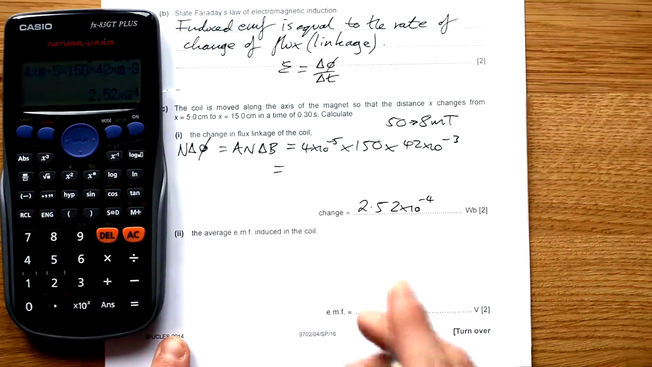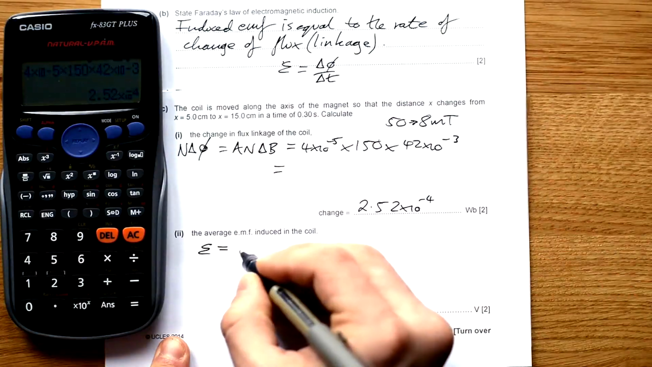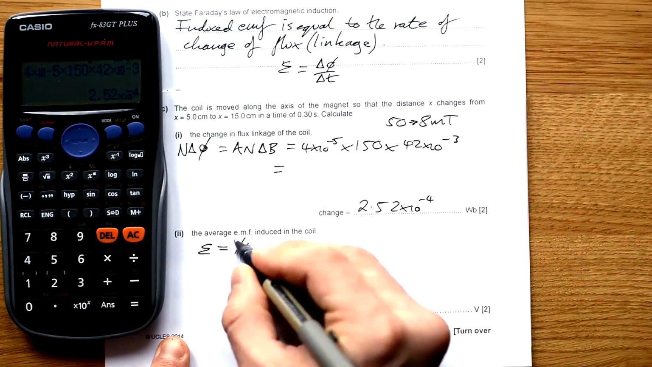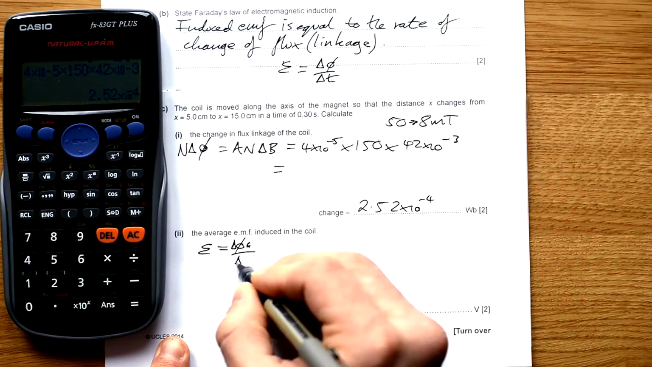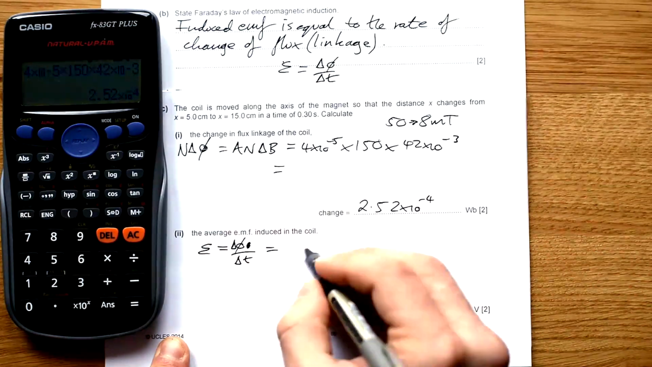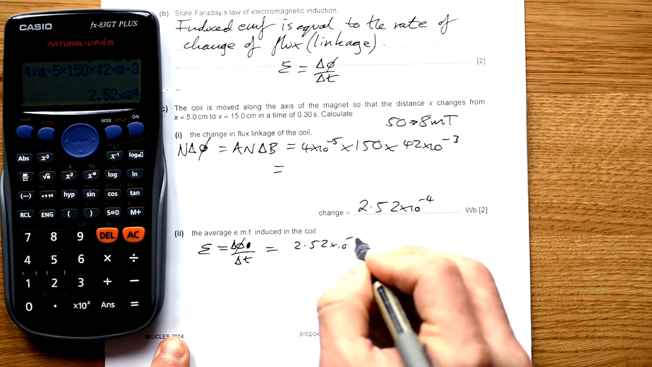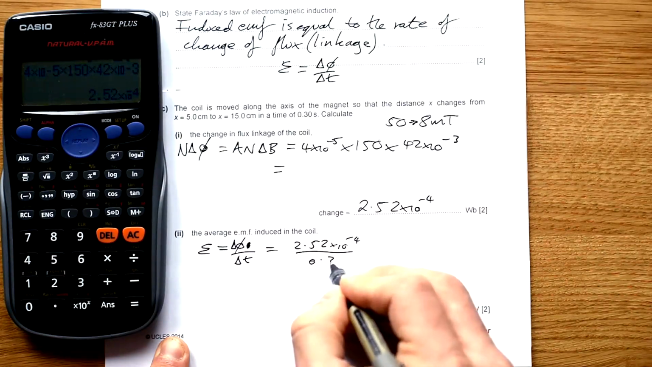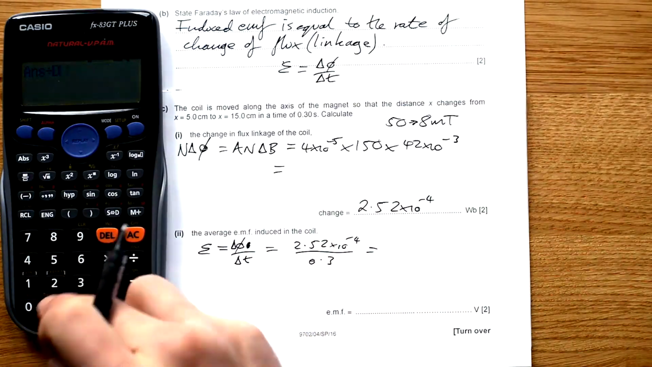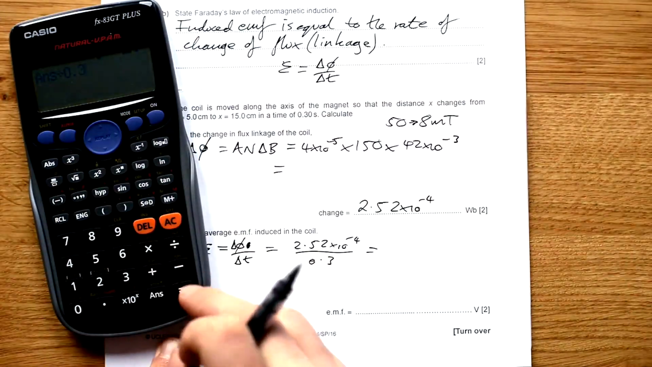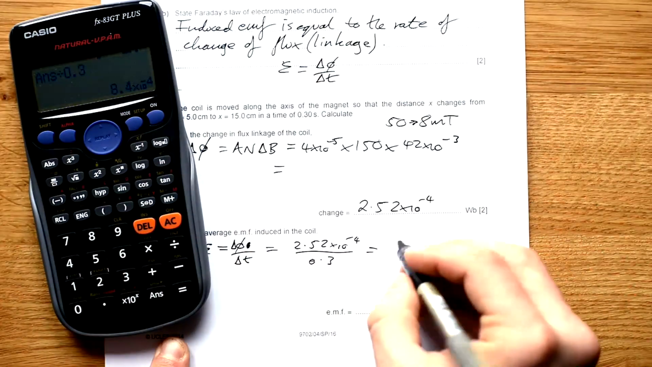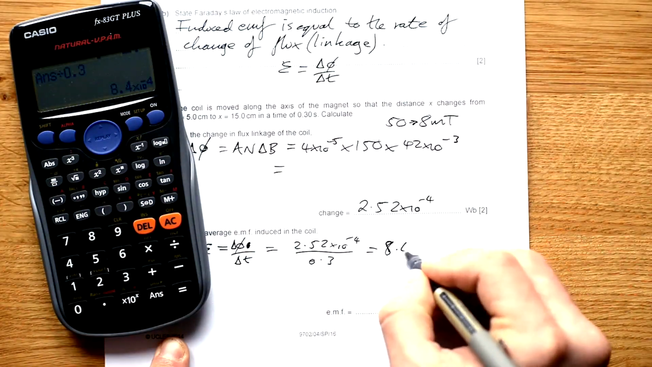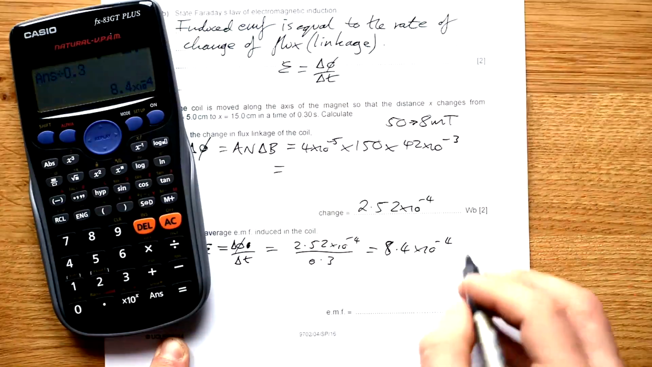The average EMF induced in the coil, we know that that's delta phi, or delta N phi, if we're dealing with flux linkage. So that gives us 2.52 times 10 to the minus 4 divided by 0.3, because that was the time it took to change. That gives us 8.4 times 10 to the minus 4 volts.